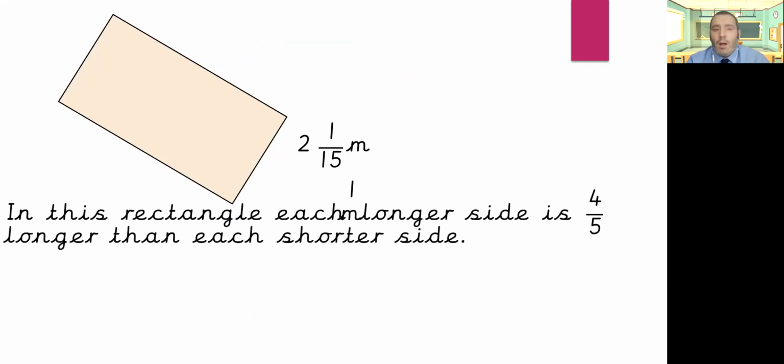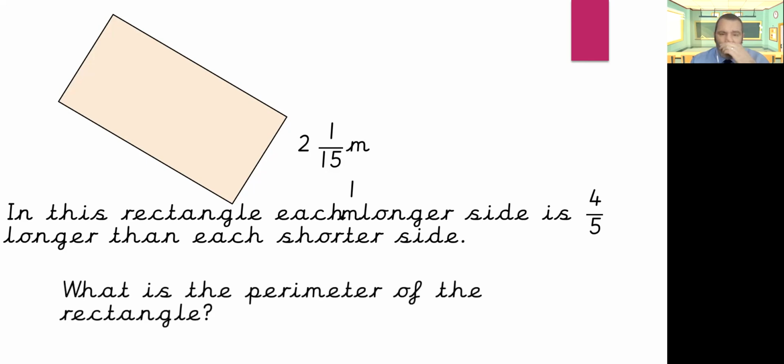So a bit of a word question for you. In this rectangle, each longer side is 4/5 of a meter longer than the shorter side. So what is the perimeter of the rectangle? Have a think. Can you work this out?